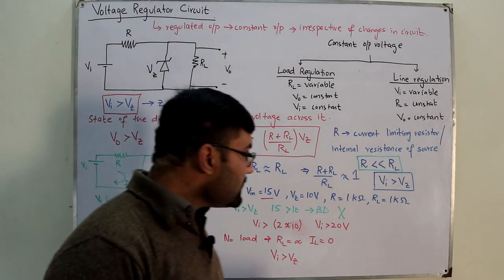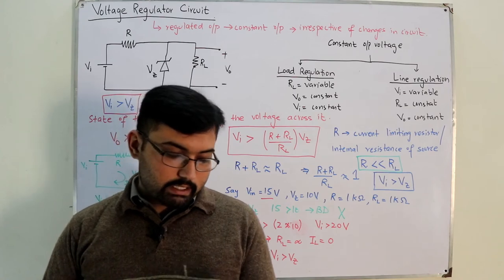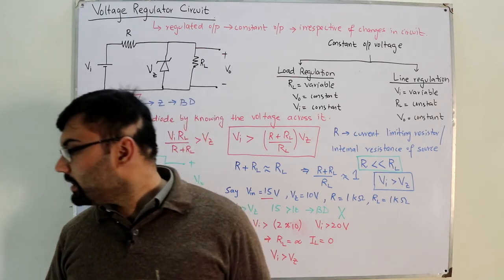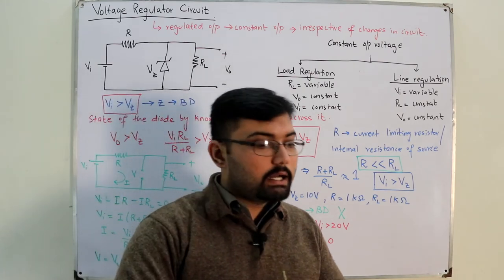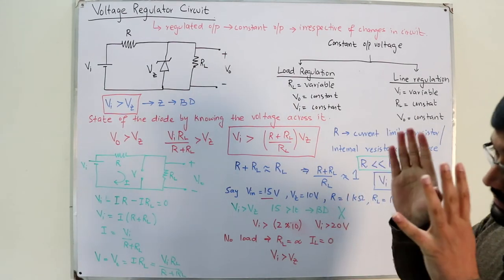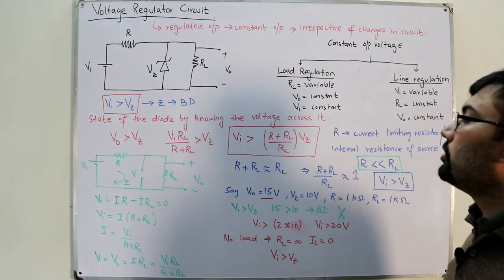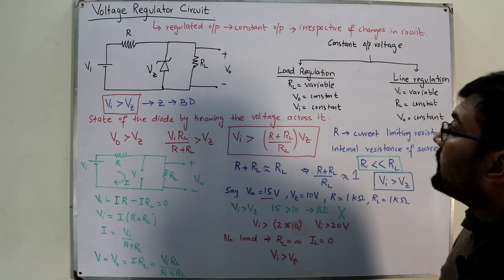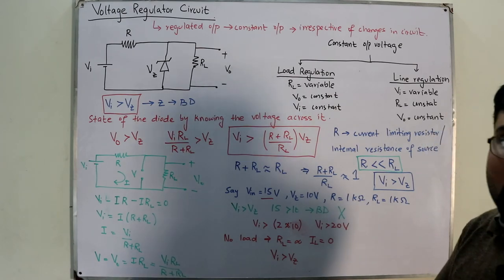Anyways, so I believe this is enough introduction, and I see you in the next video where we see these cases of regulation separately. Line regulation in a separate video, load regulation in a separate video. The thing is that you have understood what? You have understood the topic of voltage regulator. The main circuit is like this. And why is it used? So this is used to maintain a constant output.